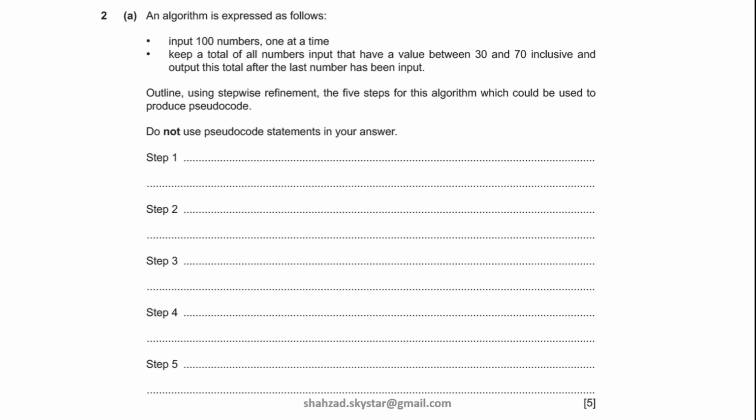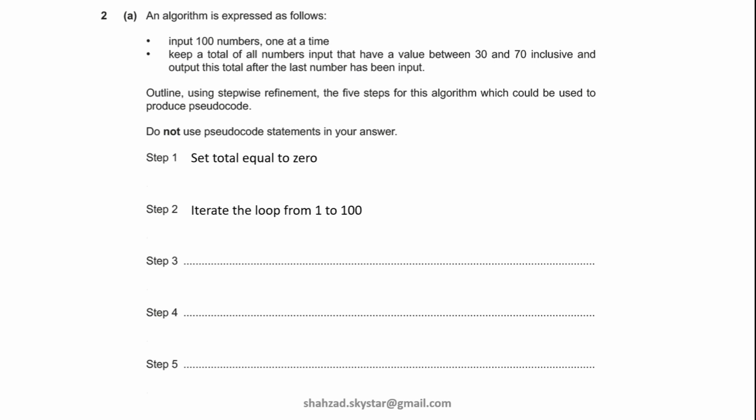Outline using stepwise refinement the 5 steps for this algorithm, which could be used to produce pseudocode. Do not use pseudocode statement in your answer. Step number 1 is, first of all, we will set total equal to 0. Mean total will get the value 0.